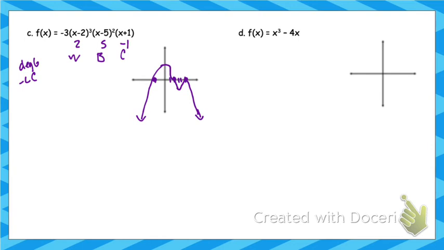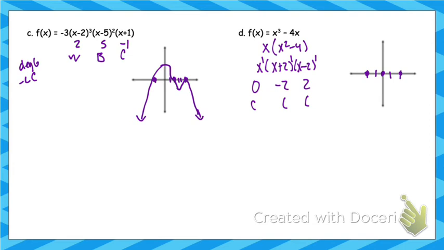So D and E, it's going to be the exact same thing. We're just going to factor first. So I'm going to take out my GCF. My GCF here is x. X comes out. That leaves me with x squared minus 4. Then we have a difference of squares. Difference of squares will factor into x plus 2, x minus 2. So now let's find our zeros. 0, negative 2, 2. Every one of those has an exponent of 1. So every one of those is going to cross.